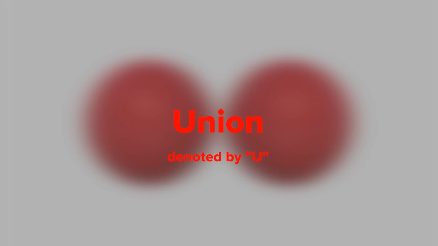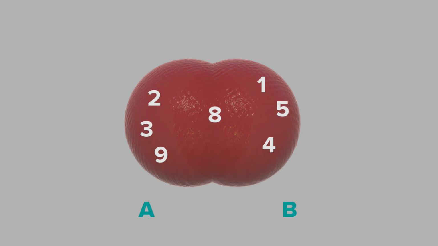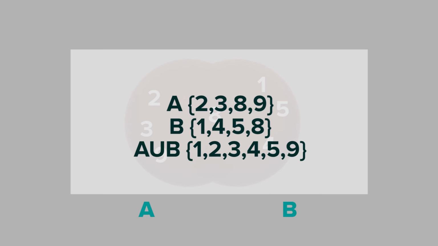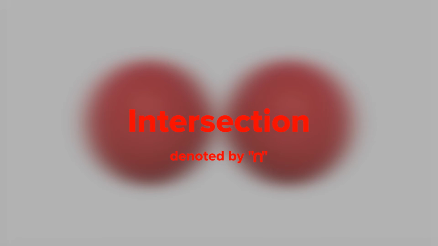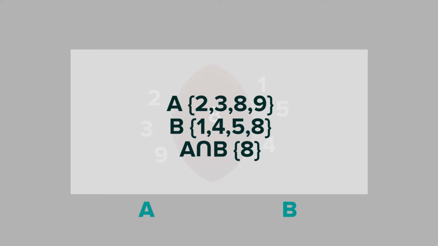Union is a set operator denoted by the letter U. With this operator, members from sets A and B are combined in one set. The numbers 2, 3, 8, 9 are members of set A. The numbers 1, 4, 5, 8 are members of set B. The union of sets A and B has the members 1, 2, 3, 4, 5, 8, 9. A member is said to intersect when it's present in both sets. Using the same sample, the intersection of A and B is 8.